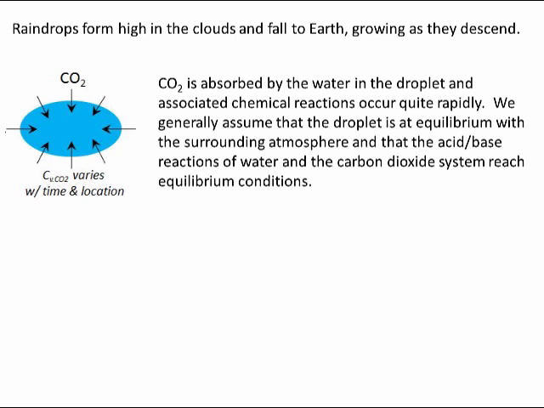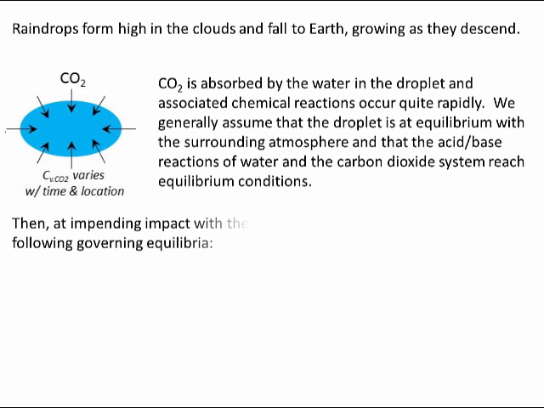We generally assume that the droplet is at equilibrium with the surrounding atmosphere and that the acid-base reactions of water and the carbon dioxide system reach equilibrium conditions. Then, an impending impact with the earth. Within the raindrop, we have the following governing equilibrium.